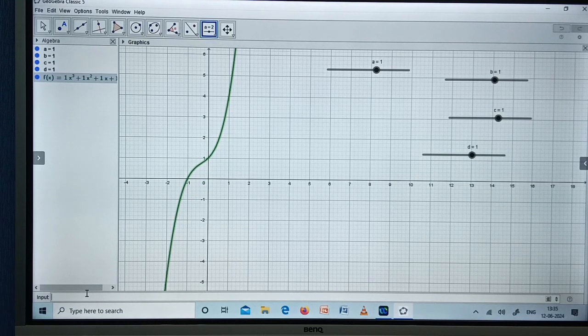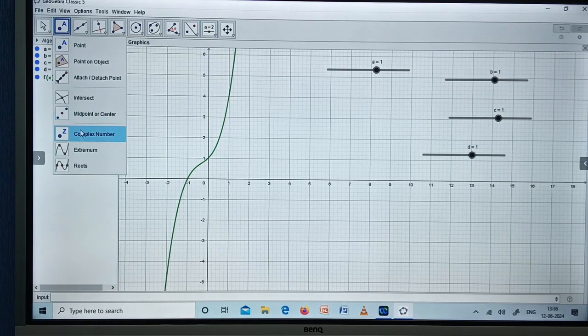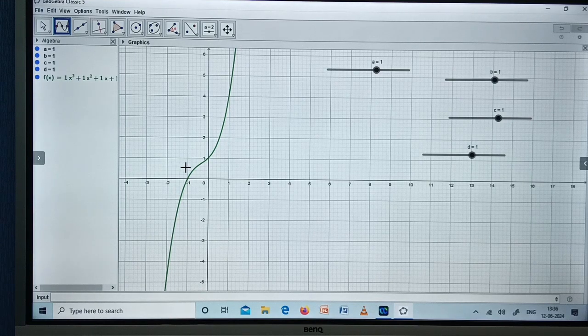Now, how many zeros does it have? It has only one zero because the polynomial x cube plus x square plus x plus 1 has repeated roots. So, it has got only one zero. So, what is the root of this polynomial or zeros of the polynomial? I can just click on the curve. I'll get this root. It is repeated thrice, because a polynomial of degree n has at most n roots.